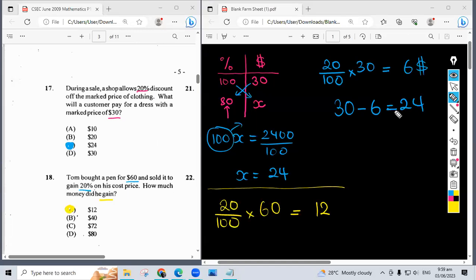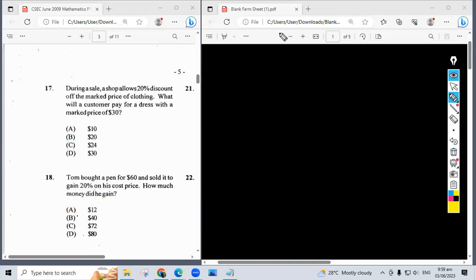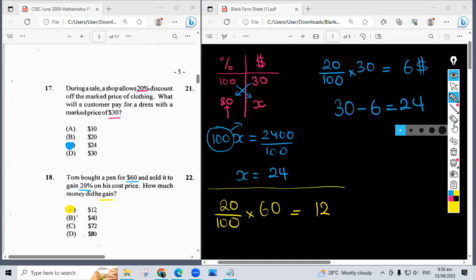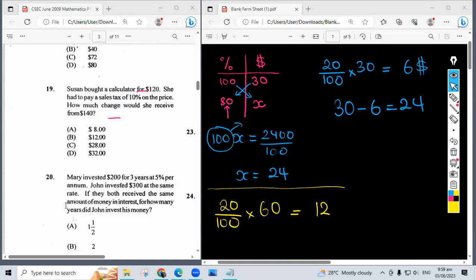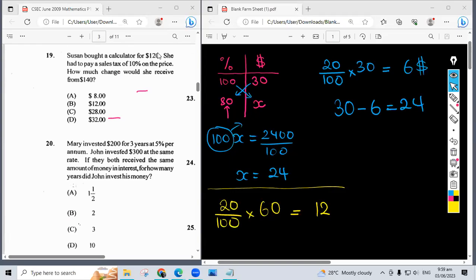All right, so I don't want to spend too much time on this one. We did multiple questions on profit, loss, using the table, and so forth. It should be getting easier at this point. Sorry about that. Let me put back the work in. Number 19 and 20. Good luck.